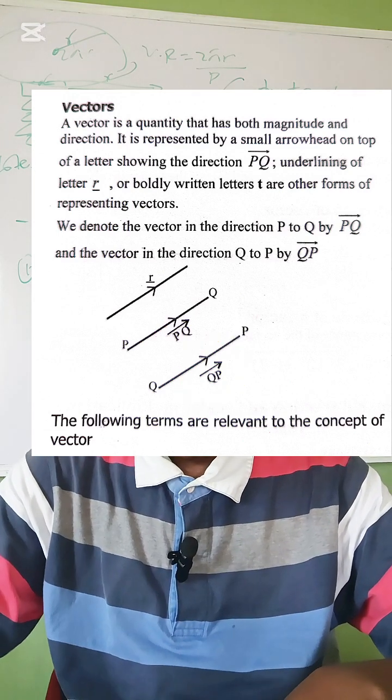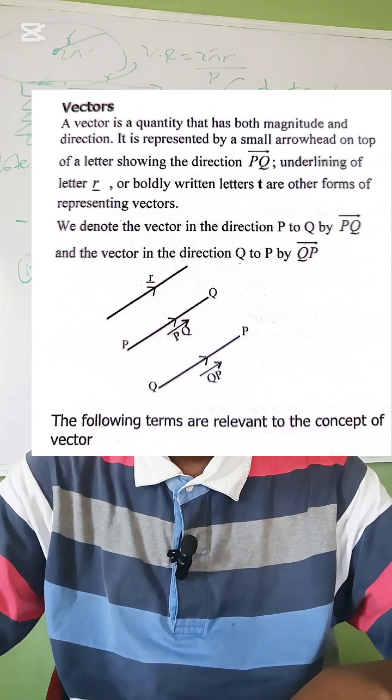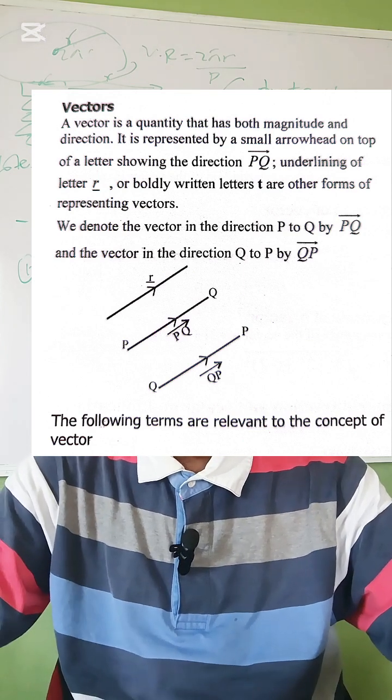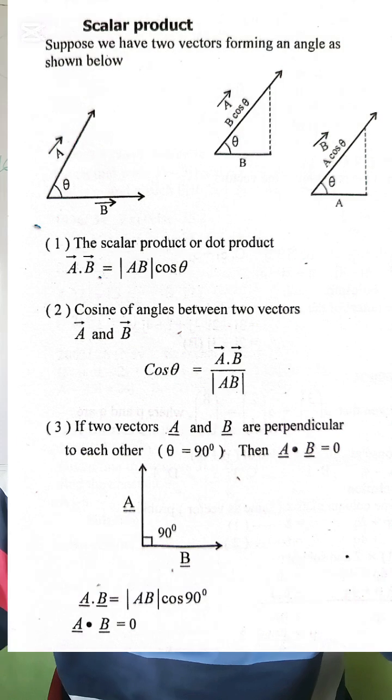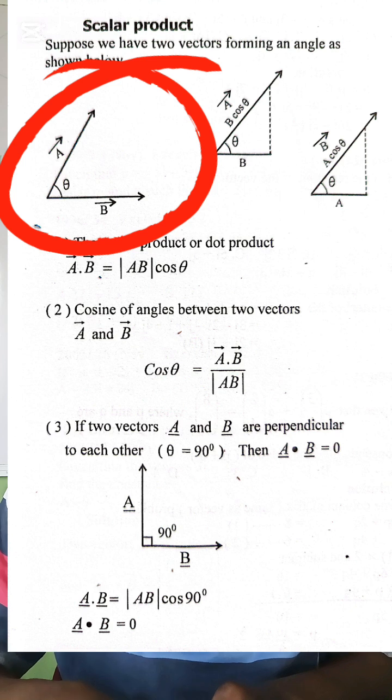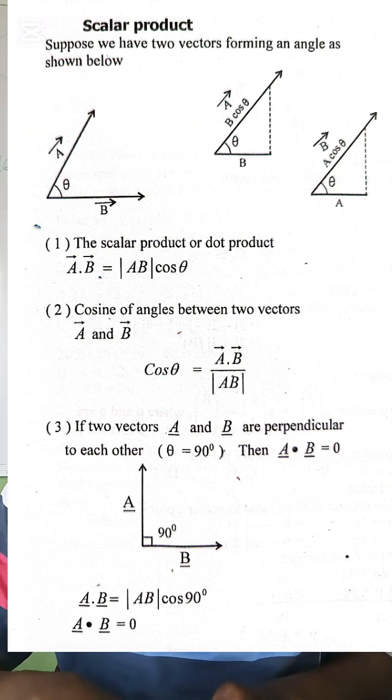So the following terms are relevant to the concept of vector. All right. So let's now move over to scalar product. Suppose we have two vectors forming an angle as shown below. Look at the diagram below. We have a triangle here. On the triangle, we have a direction A, okay, with the arrow, and we have the direction B, which is in the horizontal way. And between A and B, we have an angle which is theta.